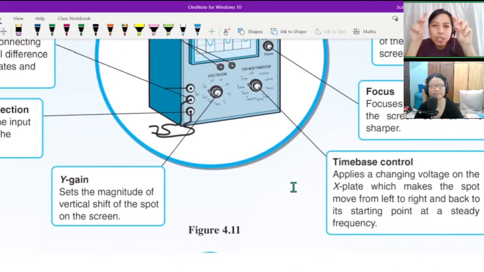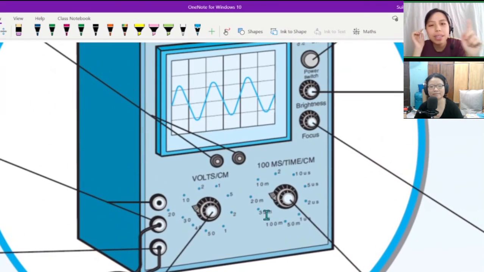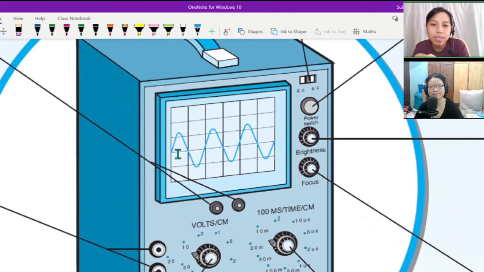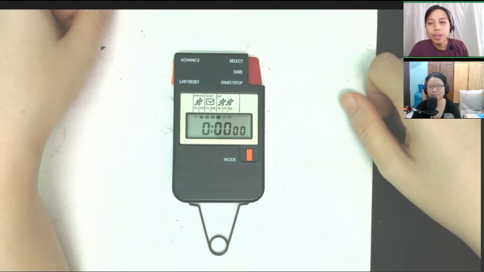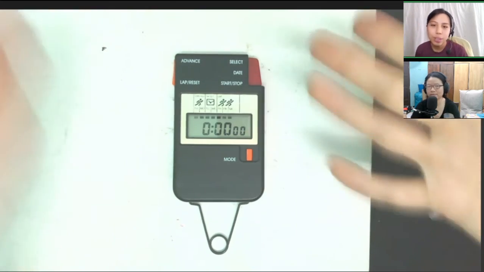It's like a box with many knobs and things, and you will see a pattern on the screen. You see that up and down pattern. Okay, so that's a CRO. Stay tuned also, we'll learn more about a CRO in detail because you need to know how exactly to use it. Here's a stopwatch from our college, MCKL, and it looks generally like this.